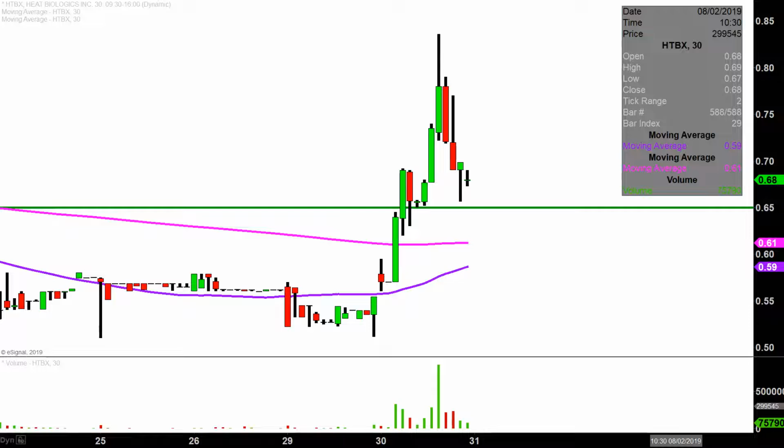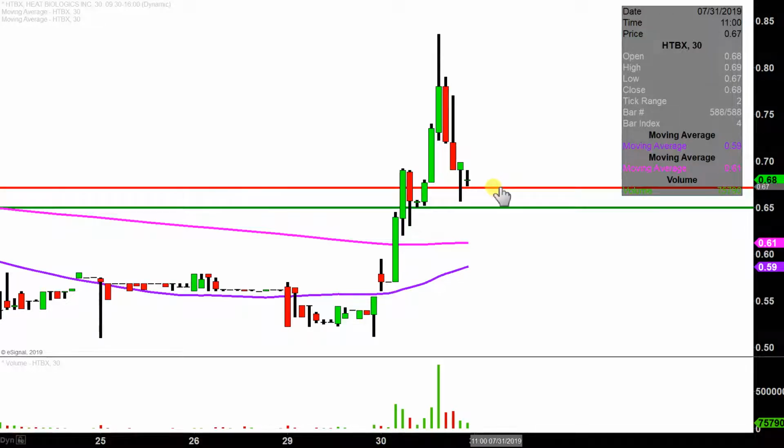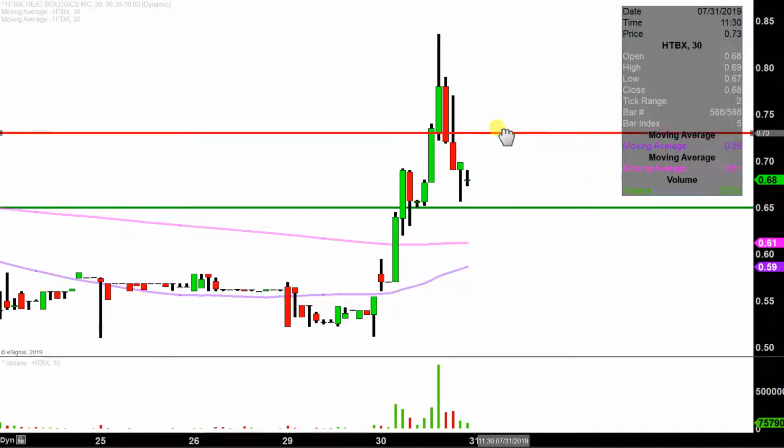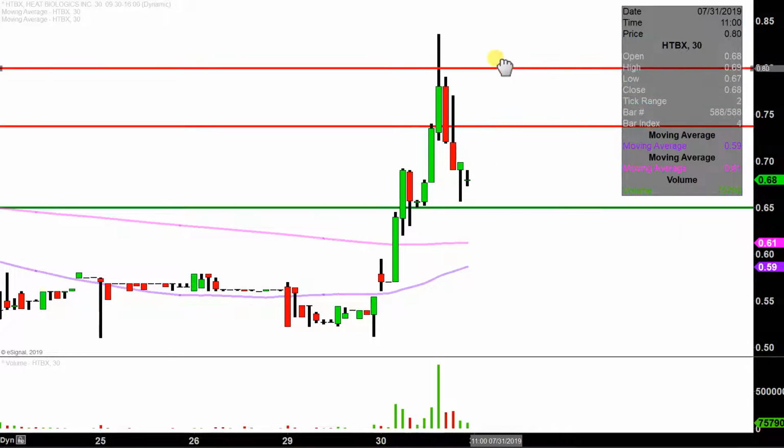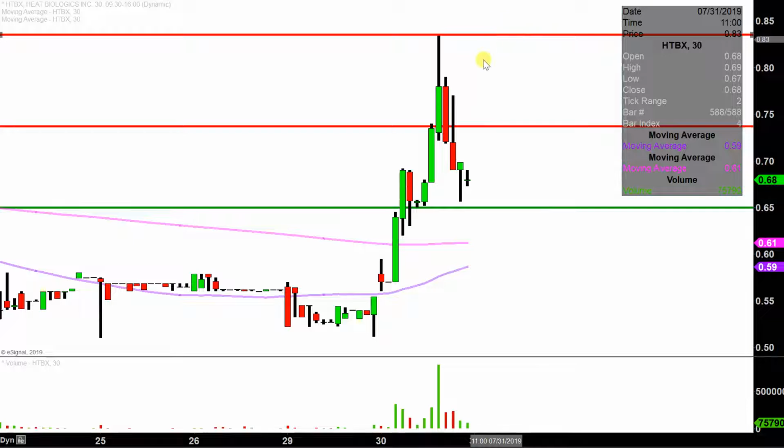What about levels of resistance? The initial level of resistance is going to be right up here around the 74-cent mark. If the price can push through there, the next key level is essentially where the party stopped today, and that was up there at 83 cents.